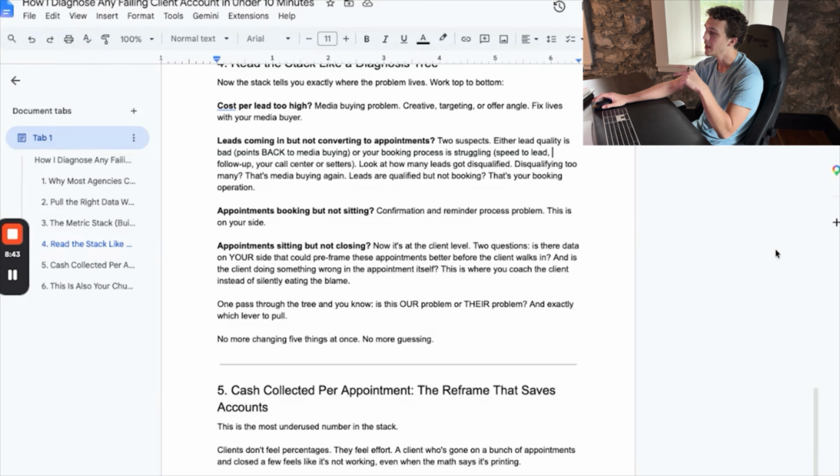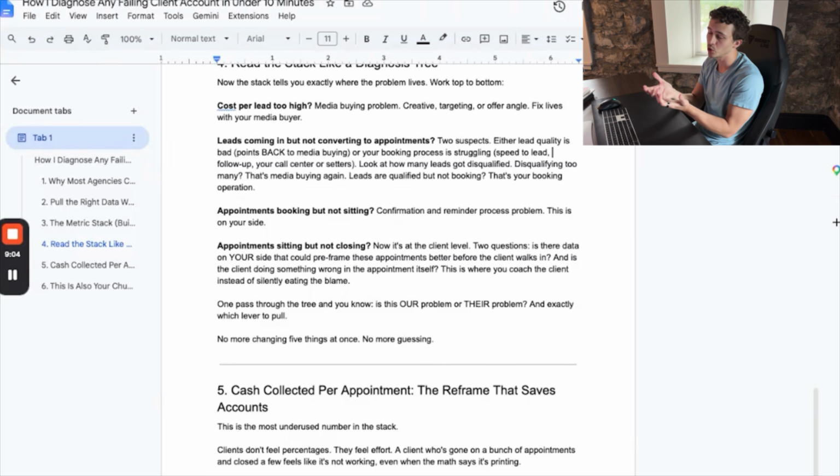So two questions here. Is there data on your side that could pre-frame these appointments better before the client walks in? And is the client actually doing something wrong on the appointment itself? This is where we can coach our client instead of just silently eating the blame for it, and being able to catch this very early on also.